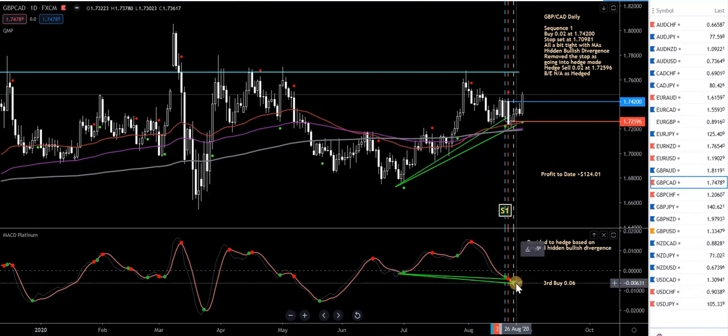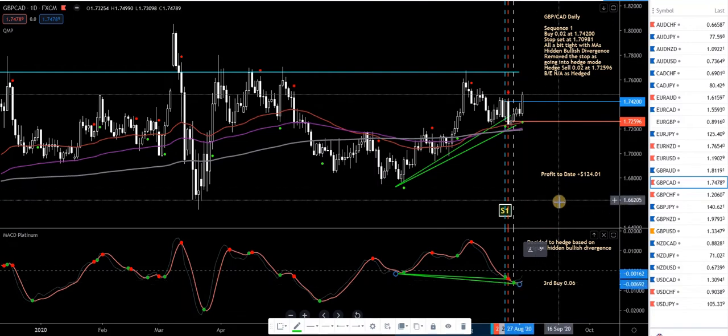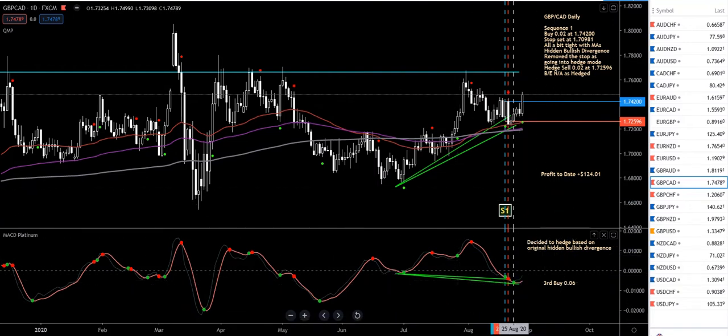So good. To me, I like the hidden divergences. A lot of people don't trade hidden divergences because they're a little bit trickier to find, but trust me, they seem to work very well. And normally it's trend continuation with a hidden divergence.